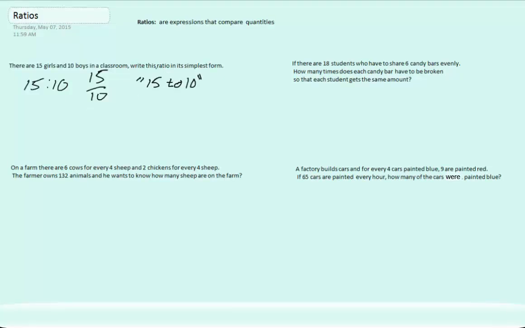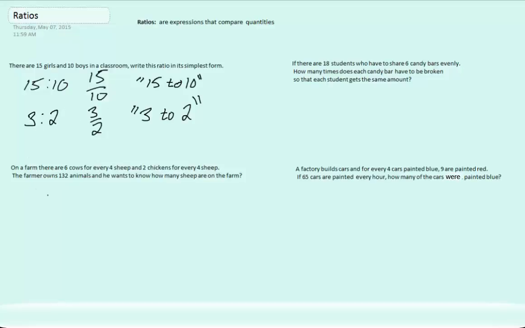It says it wants the ratio in its simplest form. So if we look for the greatest common divisor, we should recognize that 15 and 10 are both divisible by 5. So 15 divided by 5 is 3, and 10 divided by 5 is 2. So we can write our three different forms of this ratio in simplest form as 3 over 2, or 3 to 2.